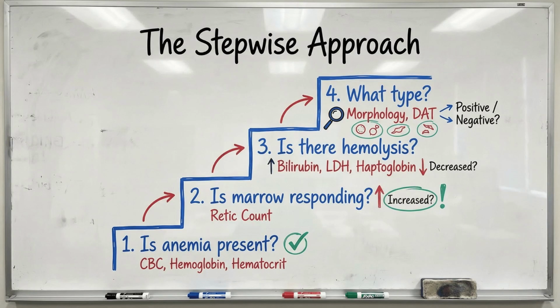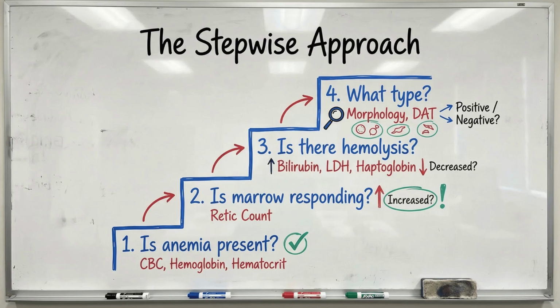To avoid getting overwhelmed by all these patterns, we need a systematic approach to evaluating anemia. First, always confirm that anemia is actually present. Don't ever assume. Second, check the reticulocyte count to see if the bone marrow is responding appropriately to the low red cell count. An increased retic count points to destruction or loss, while a low or inappropriately normal count suggests a production problem.